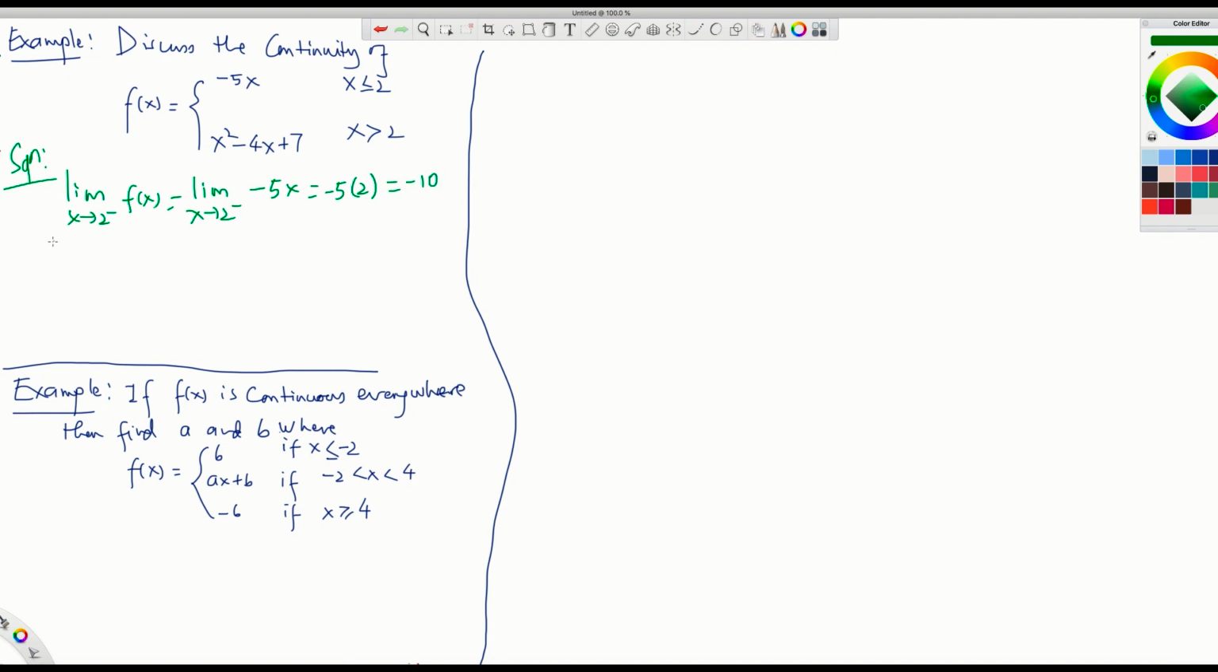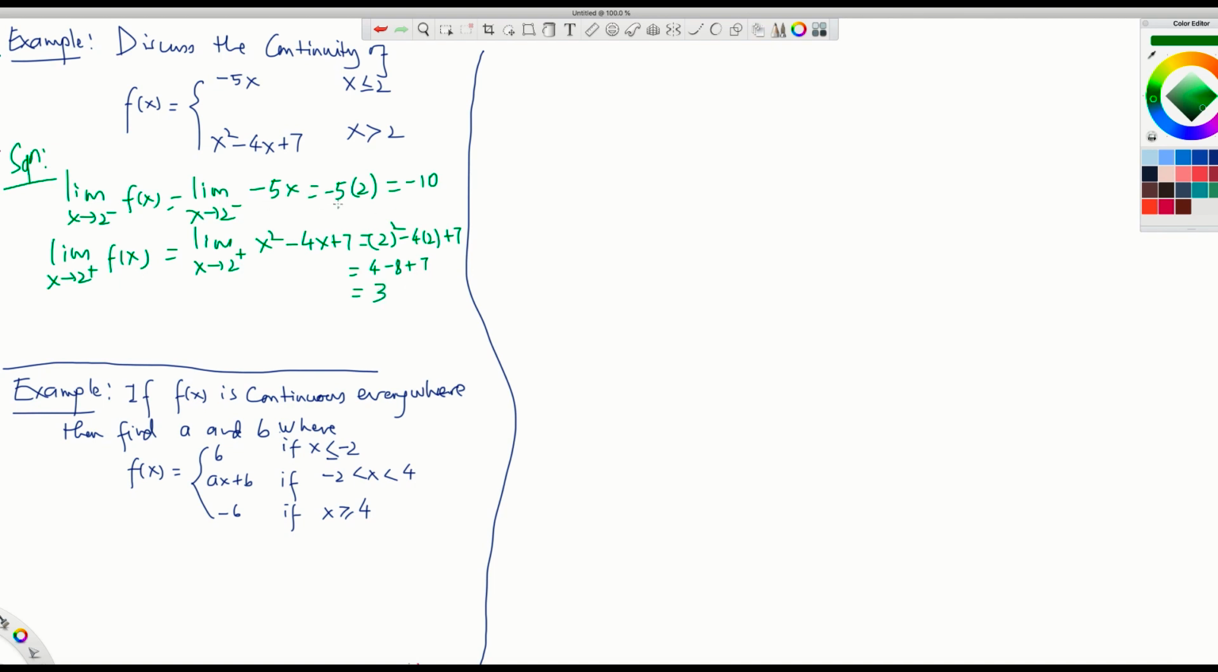How about the right limit? The limit as x tends to 2 plus of f(x), which piece should I pick? The second, right? Because for all values of x greater than 2, this is the function. So you take x squared minus 4x plus 7. You plug in that 2. So 2 squared minus 4 times 2 plus 7. How much is 2 squared? 4 minus 8 plus 7 is how much? 4 minus 8 is negative 4, plus 7 is 3.